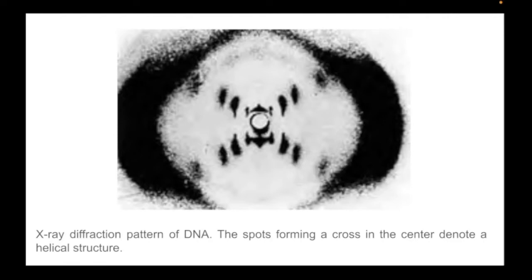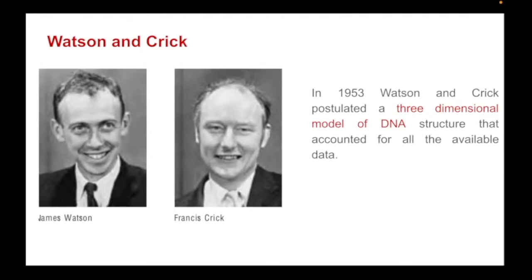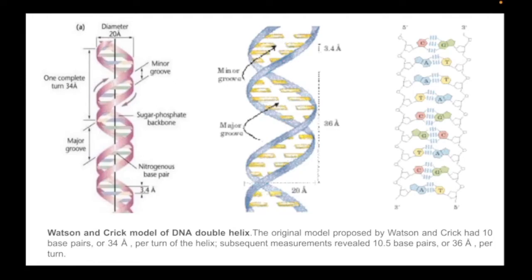This was the X-ray diffraction pattern obtained by Rosalind Franklin and Maurice Wilkins. This pattern shows that DNA is a double helix. Watson and Crick, from the available data of Chargaff and Franklin and Wilkins, postulated the three-dimensional model of DNA. According to the Watson and Crick model of DNA, DNA is a double helical structure.